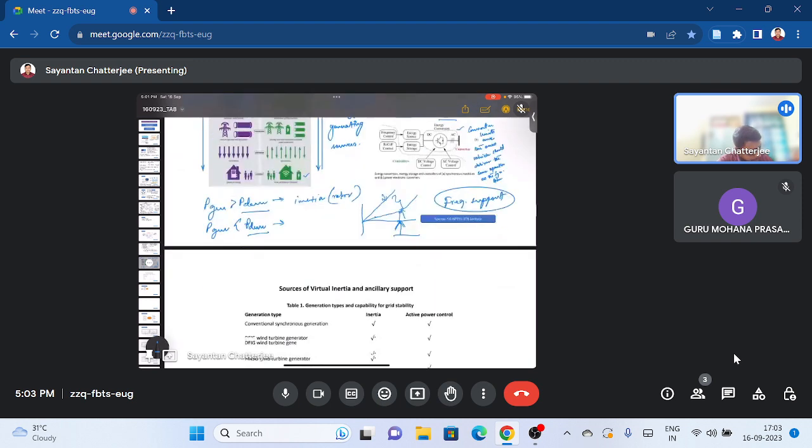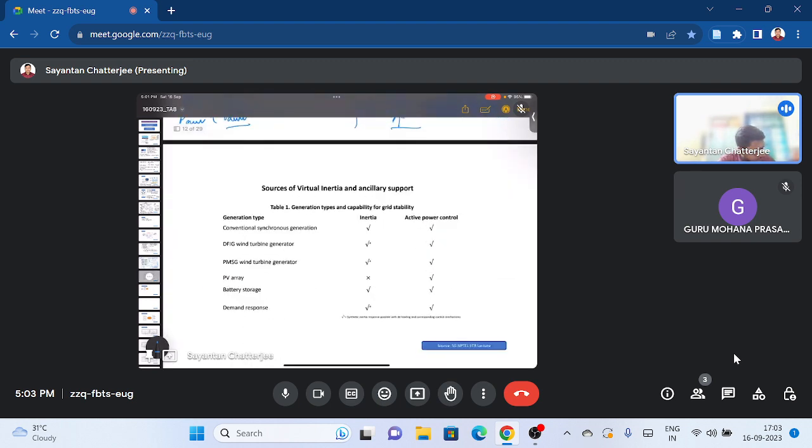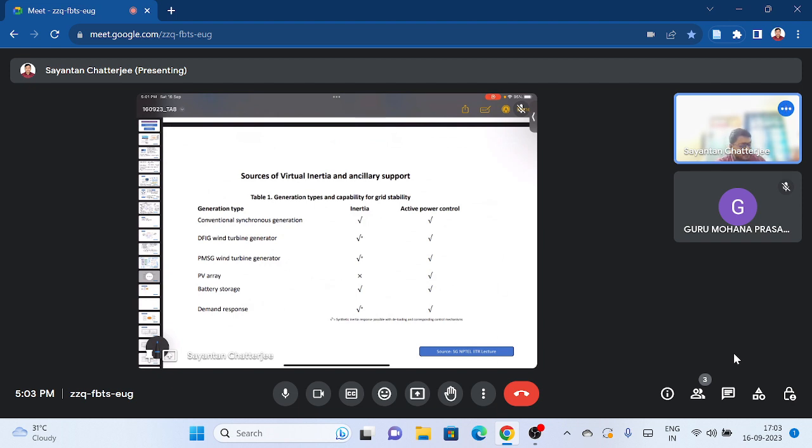On the basis of that, here we have the various kinds of inertial or ancillary support. We can see the conventional synchronous generator, DFIG wind, PMSG (permanent magnet synchronous generator), and PVs. PV doesn't have any inertial capability, although the others have some inertial capability, but it is on the basis of synthetic inertia response with deloading and corresponding control mechanisms, meaning modifications need to be done in the system to make them deliver this inertia.